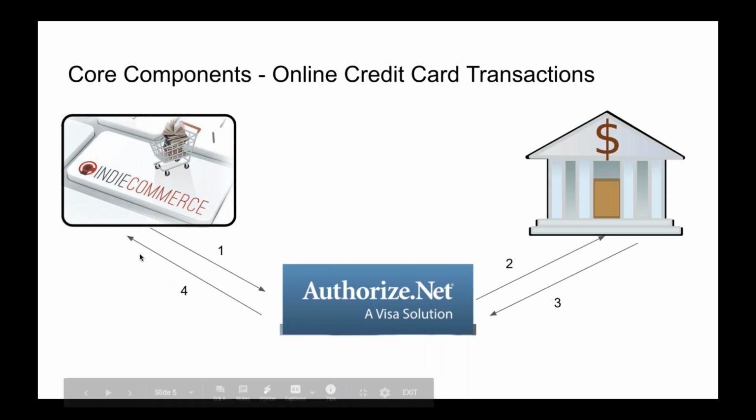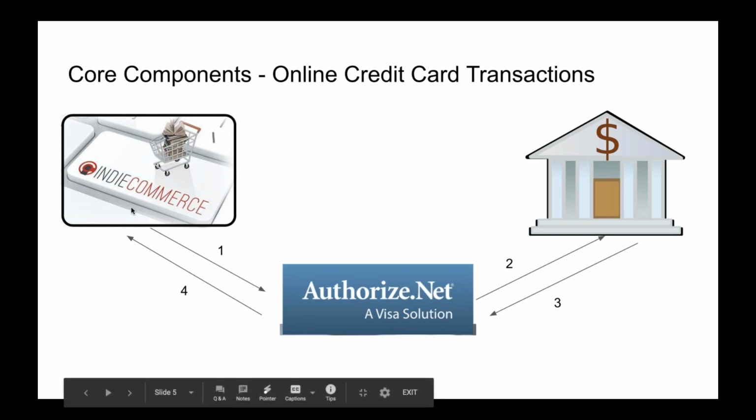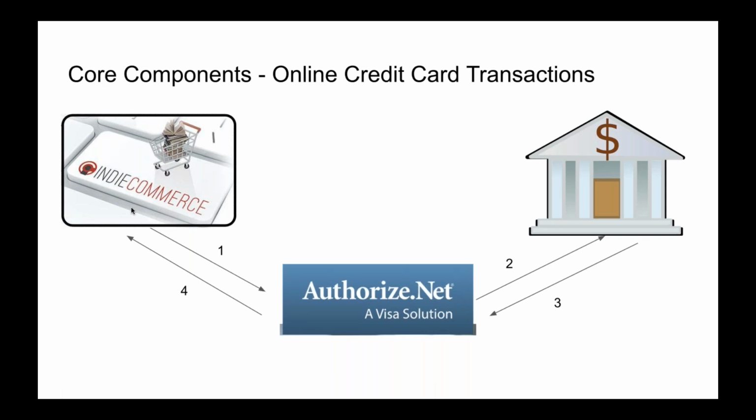And once that's okay, we get the final response from Authorize.net. It's either an accept, which means it's okay and the customer completes checkout, or if there is a problem, we get a decline, and the customer sees the error message and is still in checkout.